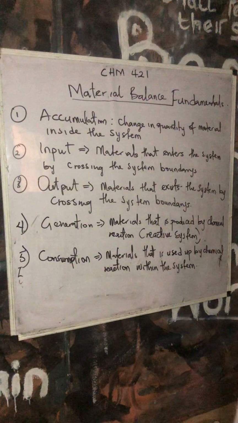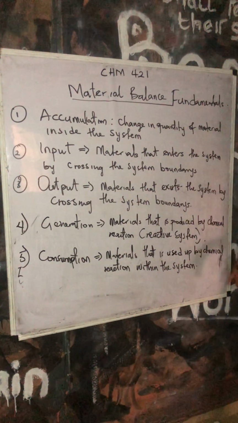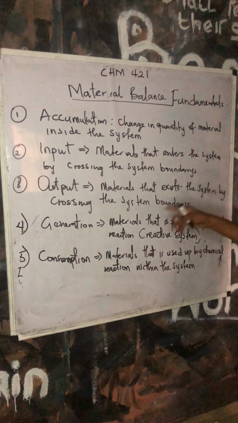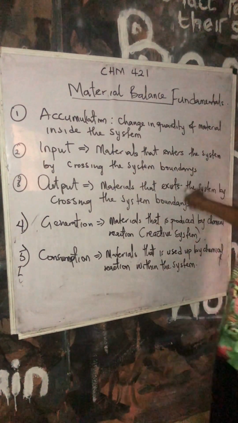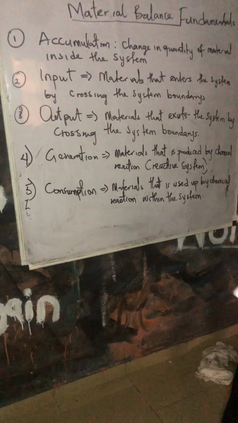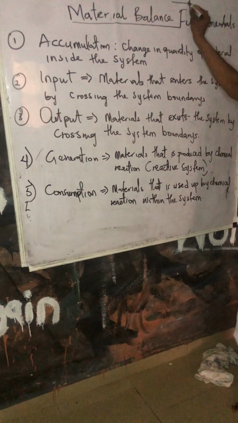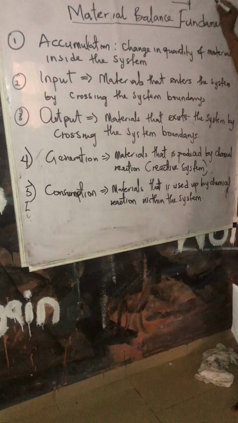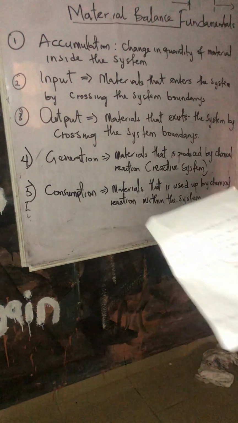The next one is input, the one that we all know about. Input is materials that enter the system by crossing the system boundaries. The next is output. Outputs are materials that exit the system by crossing the system boundaries. When I mean system boundaries, look at this now. For example, if it crosses here, it has entered, so that's input. If it exits from here, it's also crossing system boundaries.